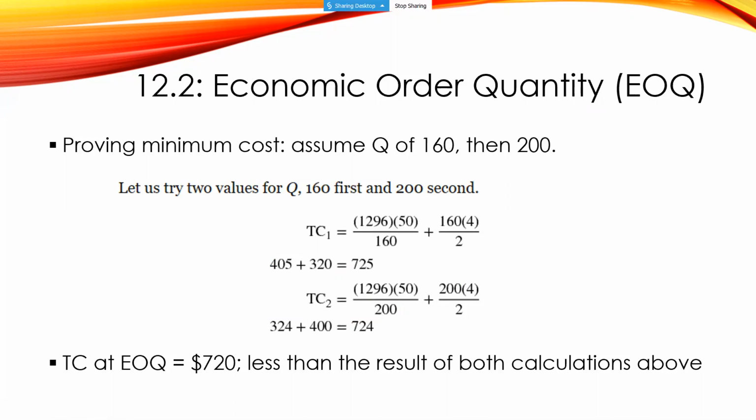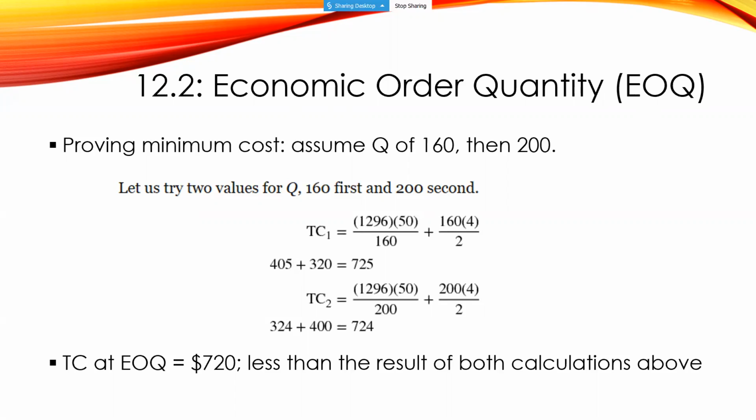Run those through the same total cost formula. 720 is what we're looking for. That's the total inventory cost. And running 160 through the calculation of total cost, we end up with a total cost of inventory at 725. Running quantity 200 through a calculation, that's the total cost of 724, both higher than EOQ.